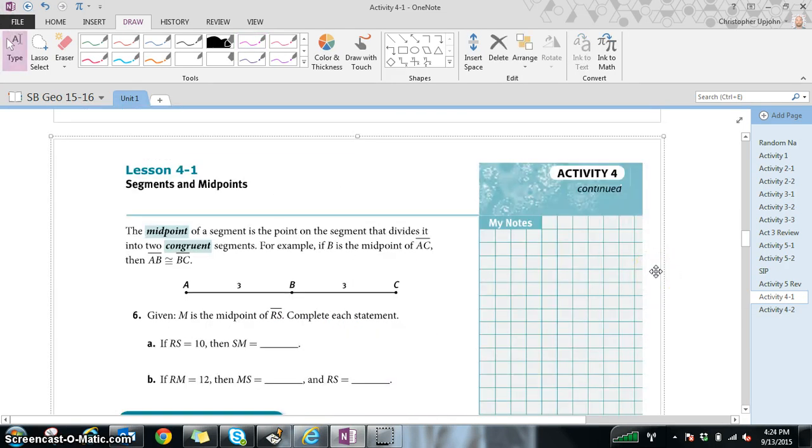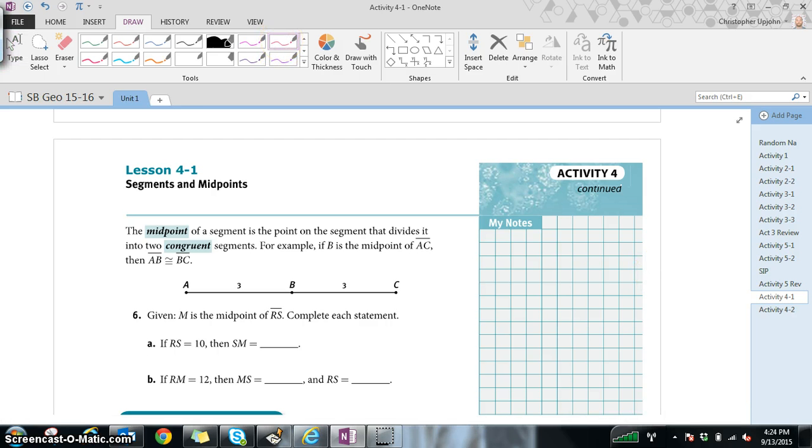Next, we're going to talk about the midpoint. We kind of already talked about this last week. The midpoint of a segment is the point on the segment that divides it into two congruent segments. And again, you already know what congruent means. It means they have the same measurement. Midpoint does that for a segment. So if B is the midpoint of AC, then AB is congruent to BC. They're both 3. We can see that.